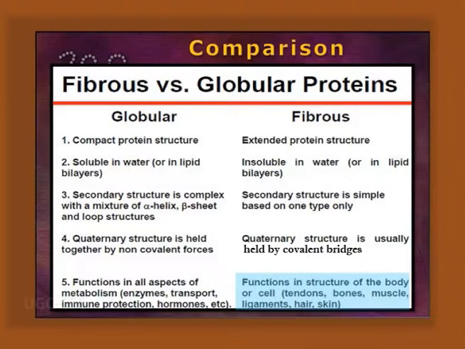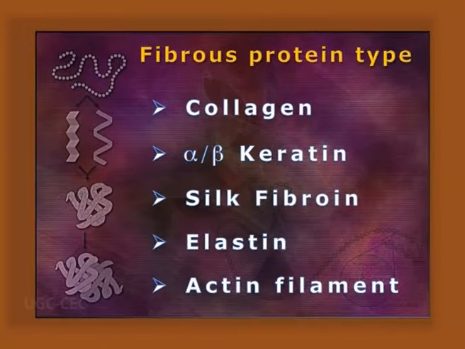But fibrous proteins are needed for structural roles: bone, skin, tendon, blood vessel, etc. In the case of fibrous protein, we can find secondary bonds involved in making cross-links to connect the interchains. Fibrous protein types: I will talk about collagen, alpha and beta keratin, silk fibroin, elastin and actin filament.